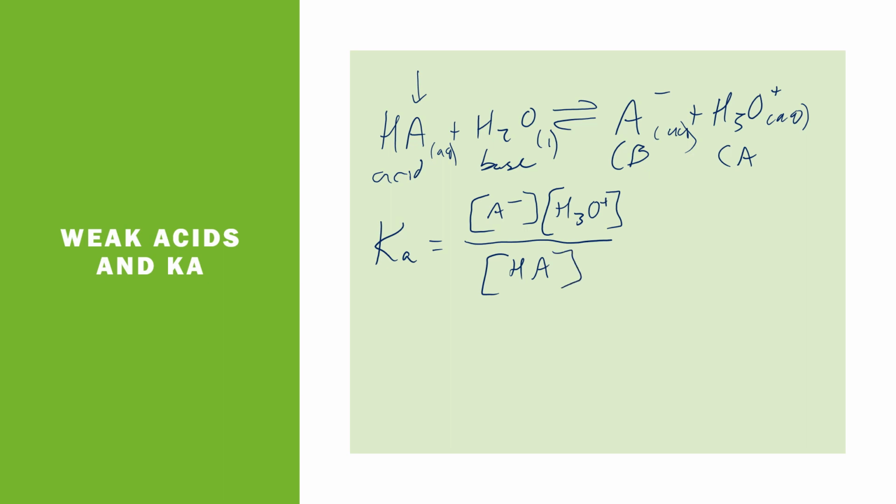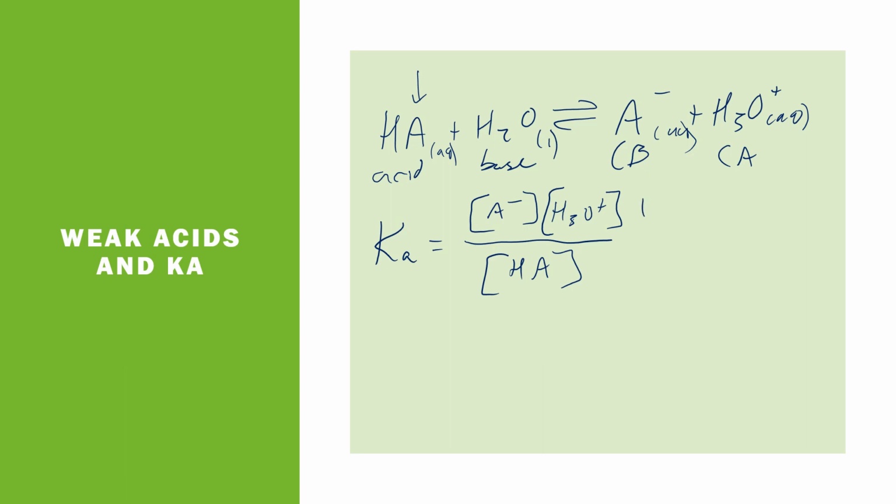Now, a lot of people will just use H plus here instead of the hydronium. You can use them interchangeably. For right now, I'll use the H3O plus version. Okay, so that's your Ka expression. And remember, it's products over reactants.